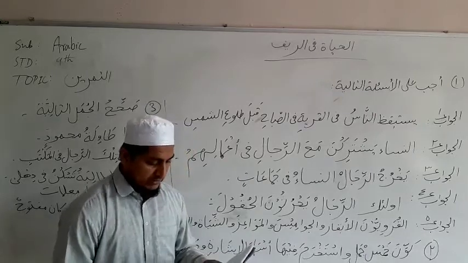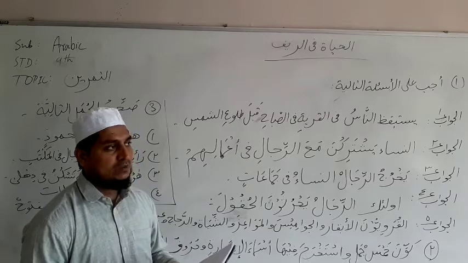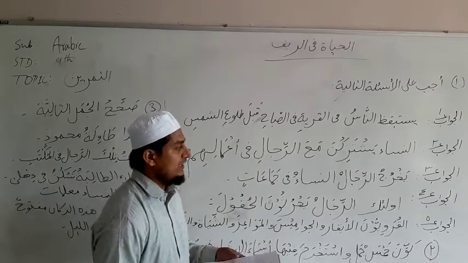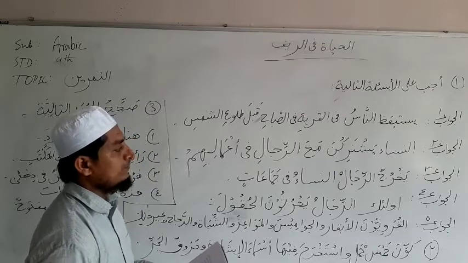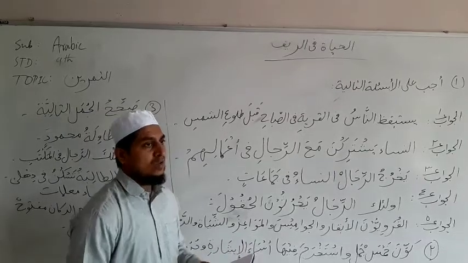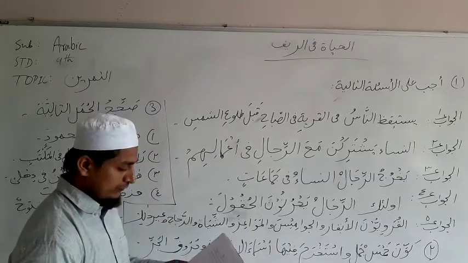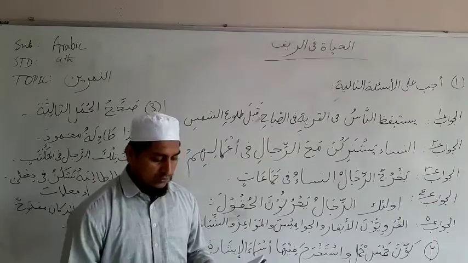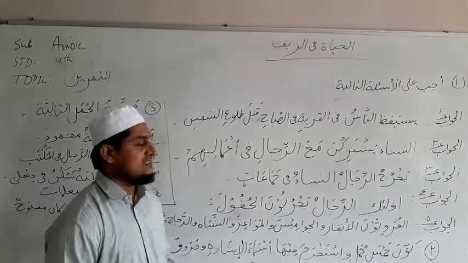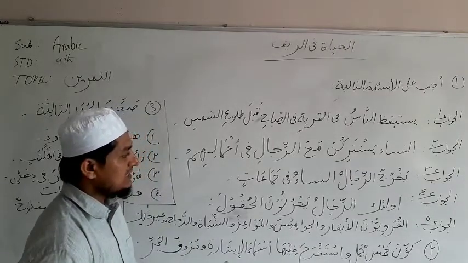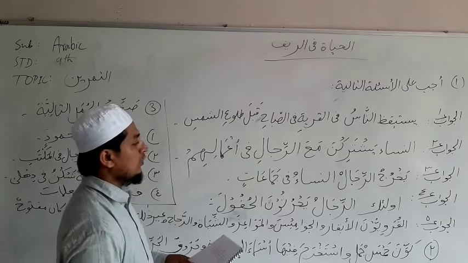Next question. كيف يخرج الرجال والنساء? How do men and women go out? Answer number 3 will be يخرج الرجال والنساء في جماعات. Men and women go out in groups. Next, question number 4. من يخلط الحقول? Who cultivates the fields? Answer number 4, أولئك الرجال يخلطون الحقول.